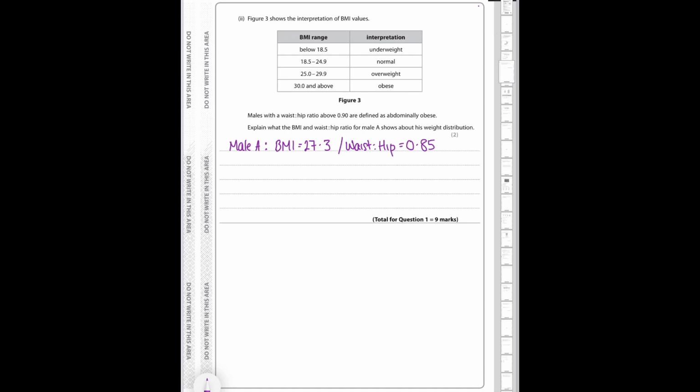So what I've done here is I've taken the information and put it in so we can remind ourselves of what it was for male A. He had a BMI of 27.3, so that shows that although he's overweight, he's not obese, and his waist-hip ratio was 0.85, so it's not above 0.9, which means his weight must be more evenly distributed. It's not just around his waist.